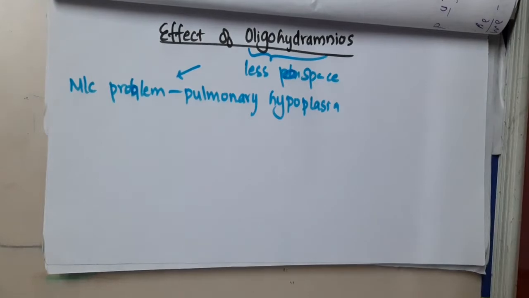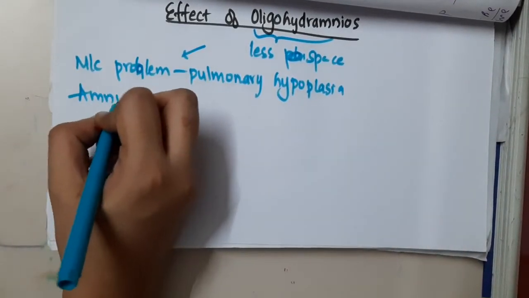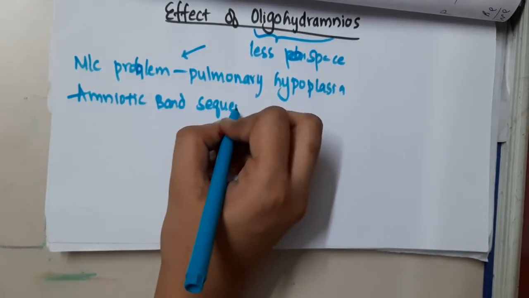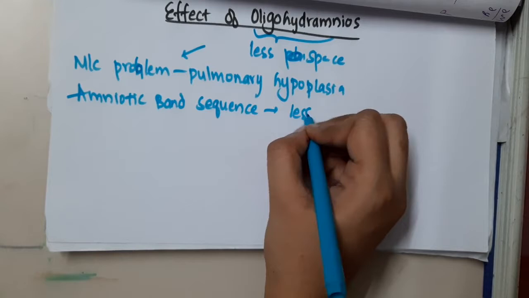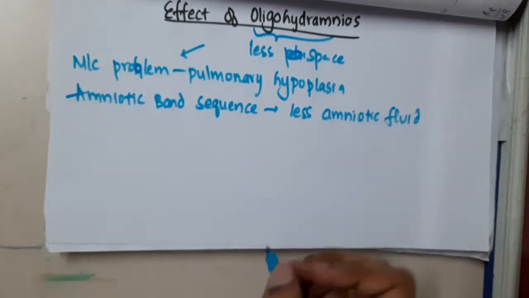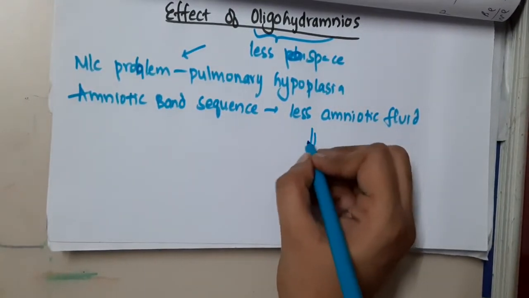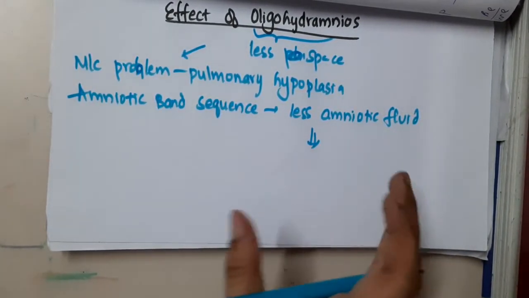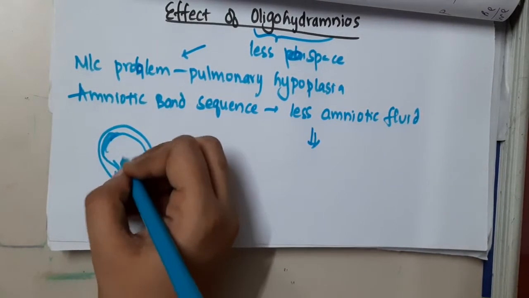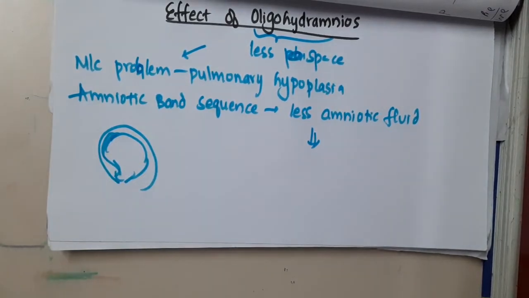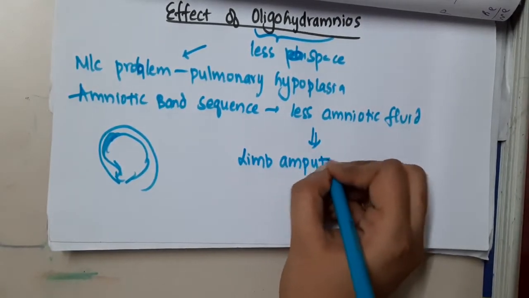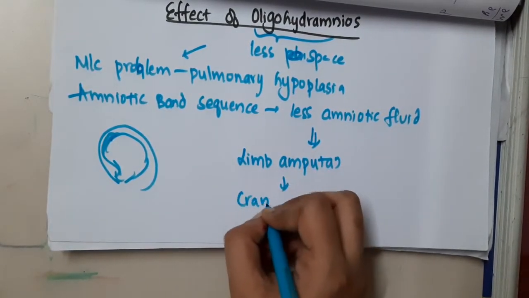Then amniotic band sequence can also occur. What is amniotic band sequence? Here there is less amniotic fluid, and as a result the amnion forms a band-like structure around the body of the fetus, and thus it results in limb amputation disorders, followed by craniofacial defects.